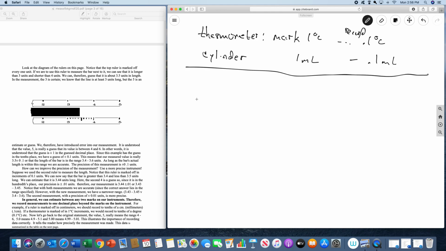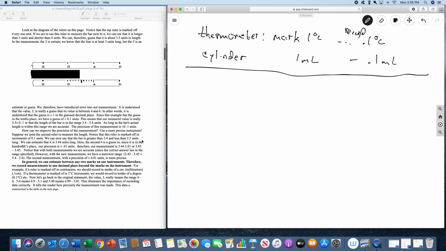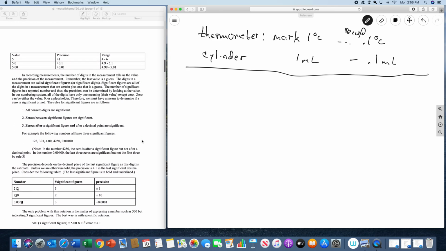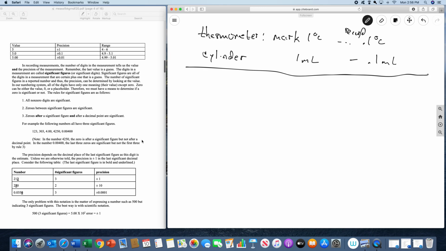The other thing about significant figures is when we record numbers, how do we know which numbers are significant? The only problem we have is with 0, because if I write 5.0, that means that 0 is a guess. But what if I write the number 50? That 0, is it a guess? Did I measure, or is it just a placeholder? So really, these rules for significant figures are to deal with 0.